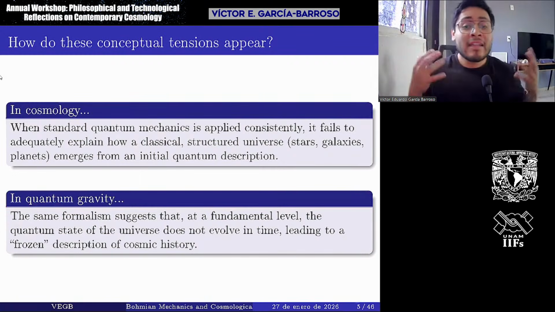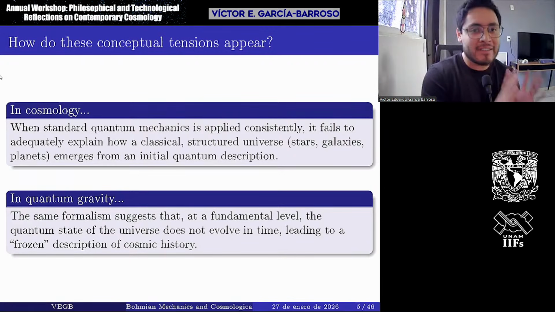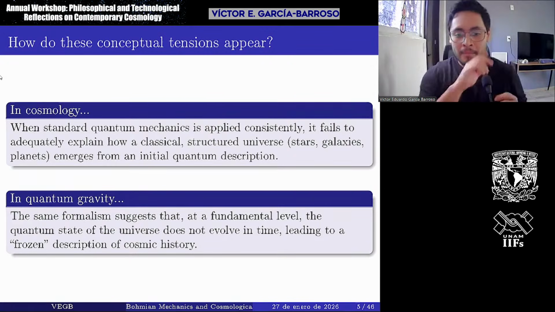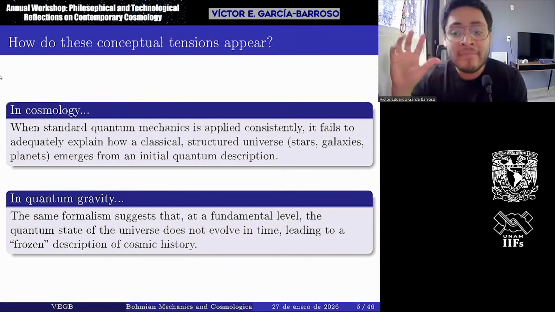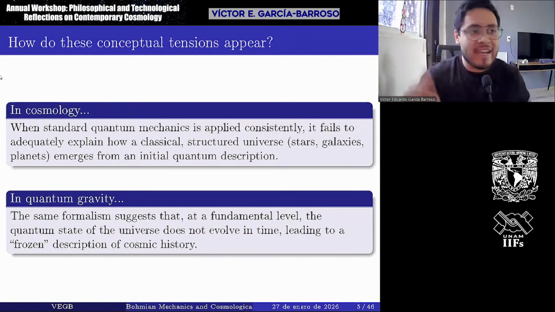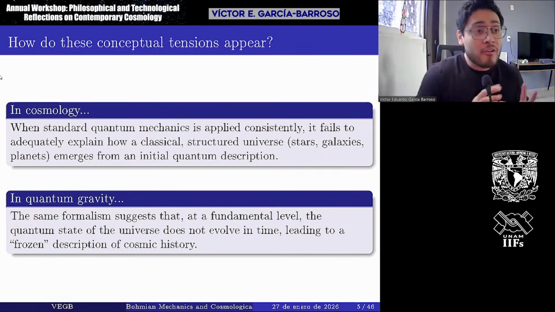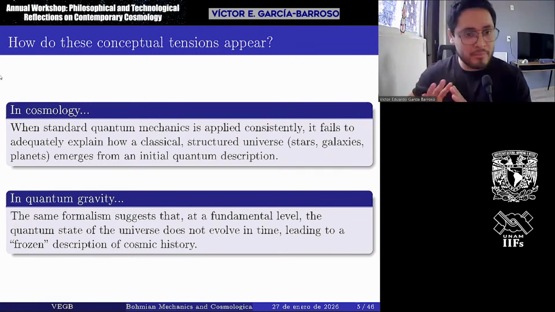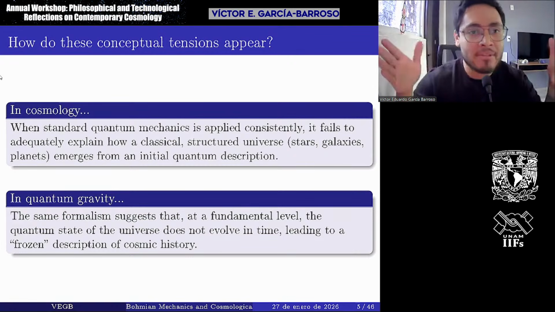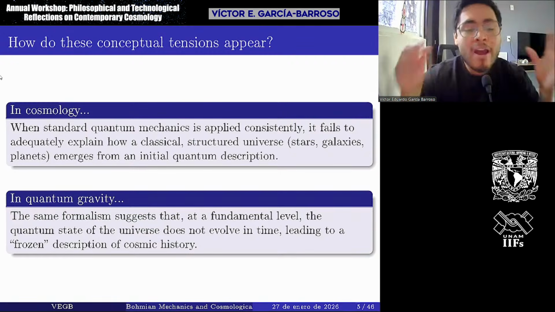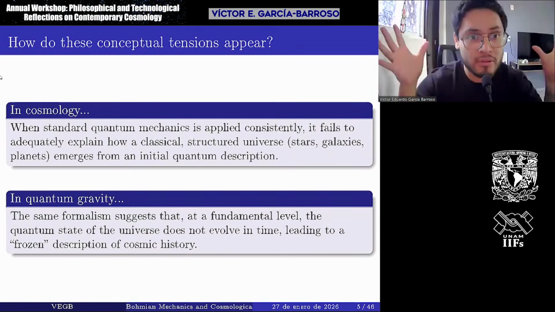Well, and how does this conceptual tension appear? Well, in cosmology, we cannot explain how the structures we see today, stars, galaxies, planets, came from a smooth initial quantum state. Without a measurement to collapse the wave function, why isn't the universe just a featureless quantum soup?